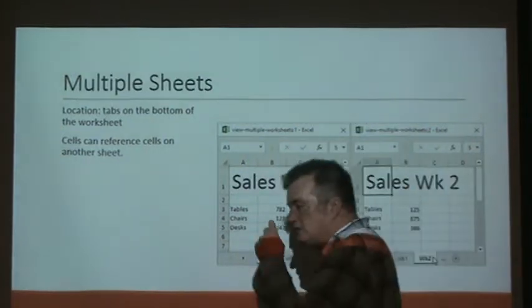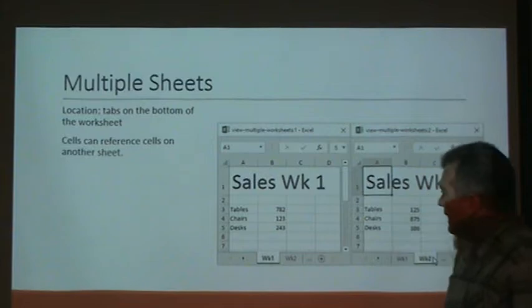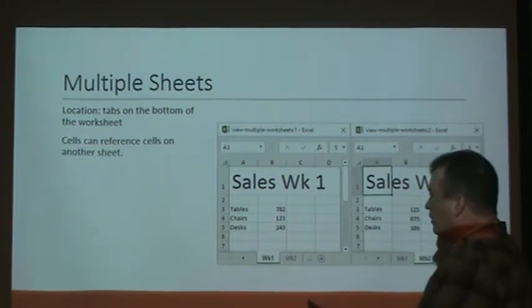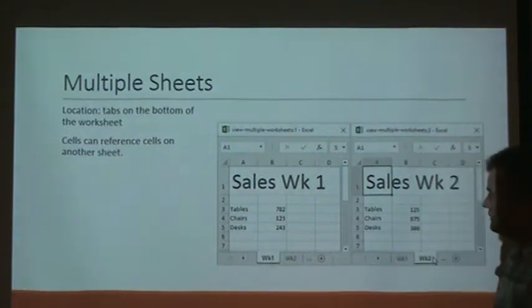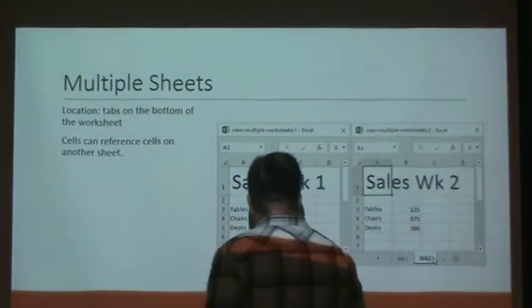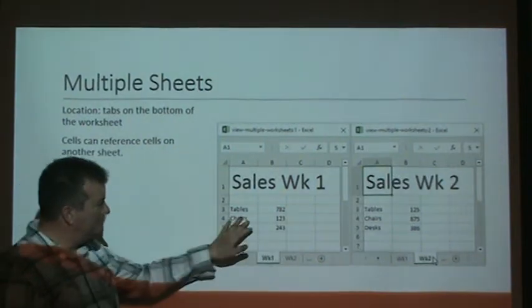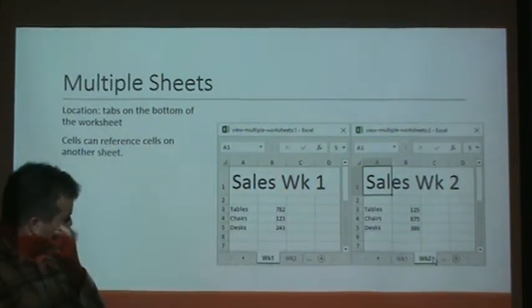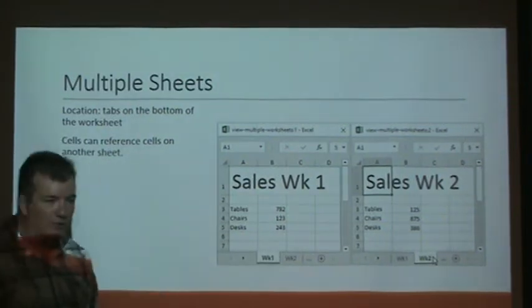So for example, suppose you wanted to have one Excel file, and you wanted on one spreadsheet to have the sales from week 1. So this looks like we sold a lot of tables. We sold 782 tables, 123 chairs, and 243 desks. And that all happened during week 1.